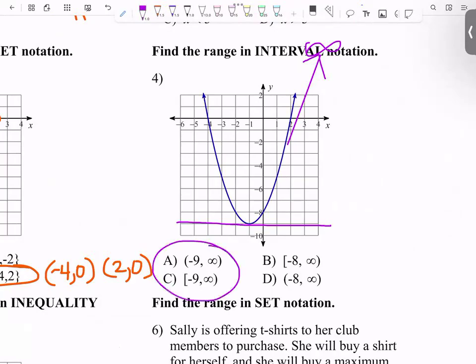So it's going to be one of these. Since there is an actual point at -9, so there's a coordinate (-1, -9), -9 is included because it is part of this graph. So we're going to put a bracket on one side and a parentheses on the other.